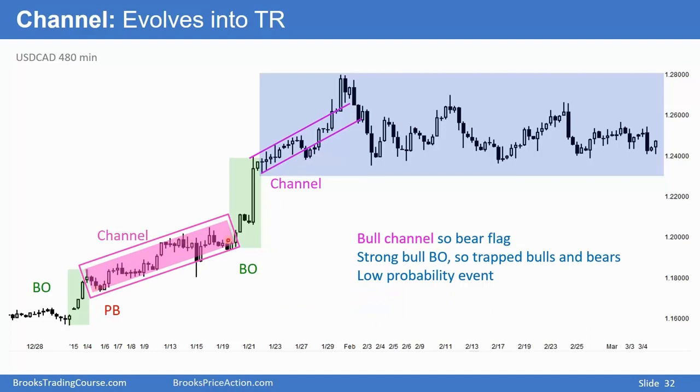Bull channel, so bear flag, but then we got a strong bull breakout, so you have trapped bulls and bears. Bulls were hoping for evolution to a trading range that would allow them to buy lower, so you have a lot of bulls who are trapped out, and you have bears who have been selling every new high, betting that the market would evolve into a trading range, and they are trapped in. And both are hoping for any kind of a pullback, even a small one, so they could buy. The bulls buy to get long, the bears buy to exit with a smaller loss. And because you have bulls and bears eager to buy after this kind of a strong breakout, you usually get at least a small second leg up.